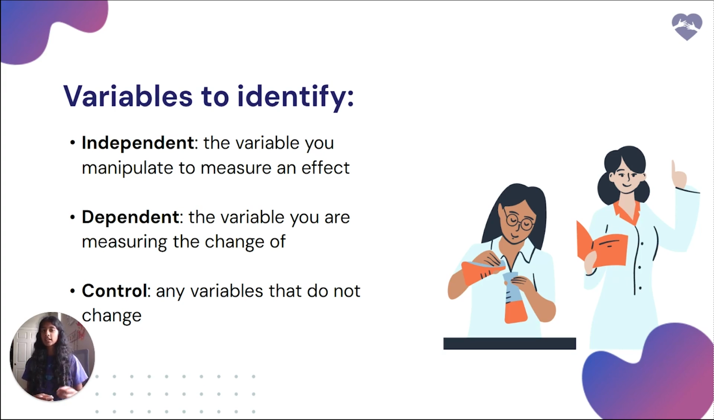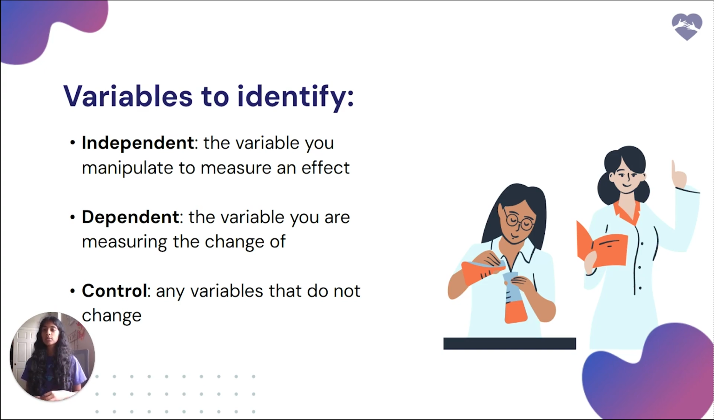And this leads us to the second one, which is the dependent variable, which is the variable you are measuring the change of. So in this case, this would be the growth of the plant, because you're trying to measure how does light affect the growth of the plant. So it depends on how much light the plant receives and will be measured regularly throughout the experiment.